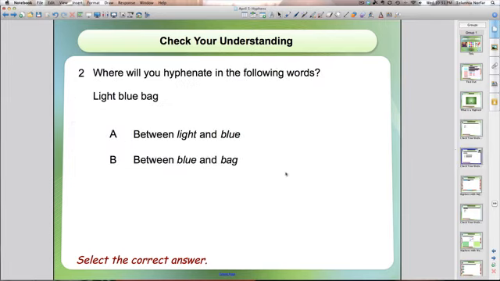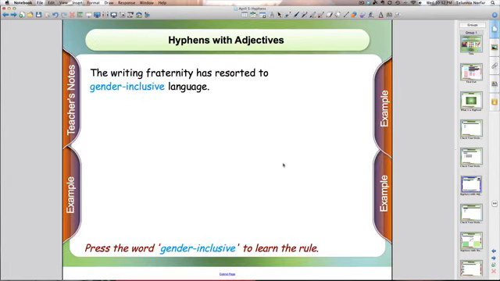Okay, let's look a little further. Where will you hyphenate in the following words? Light blue bag. Would you put a hyphen between light and blue, or would you put a hyphen between blue and bag? Again, talk with your partner and unpause the video to reveal the answer. Yes, between light and blue, not between blue and bag.